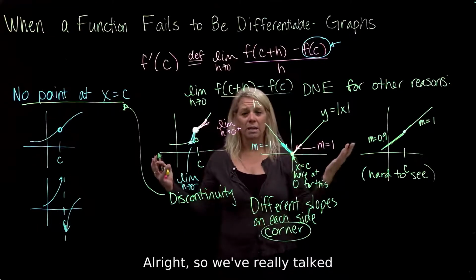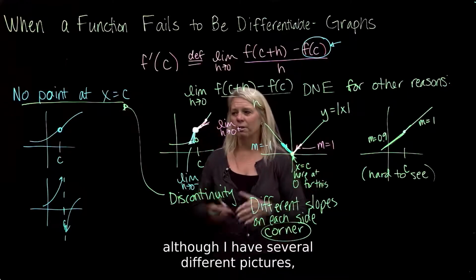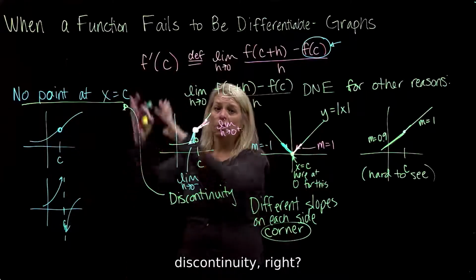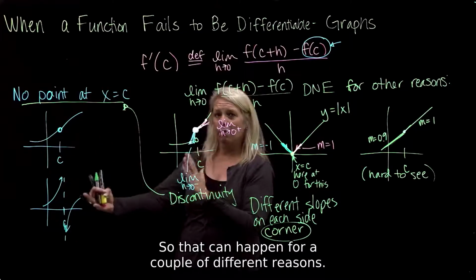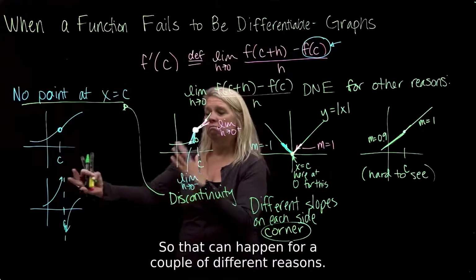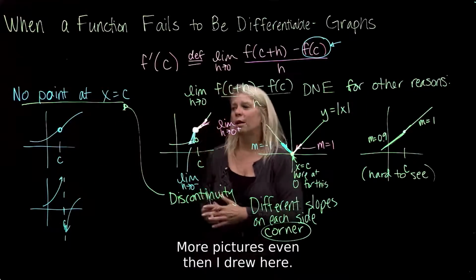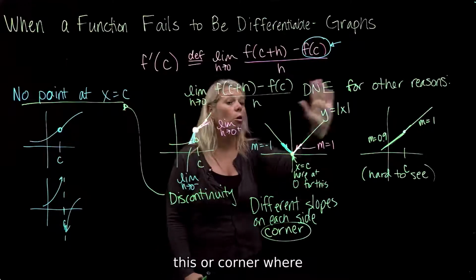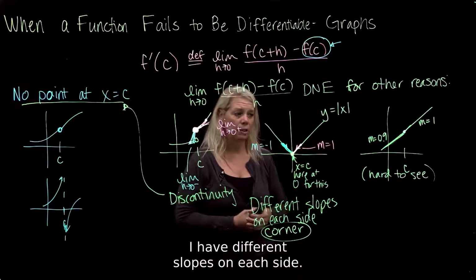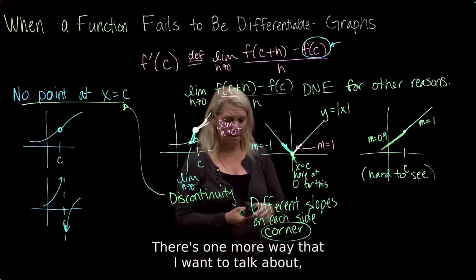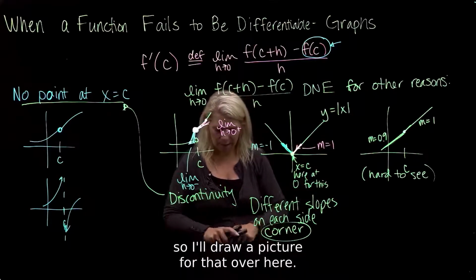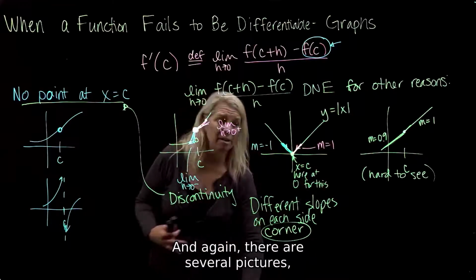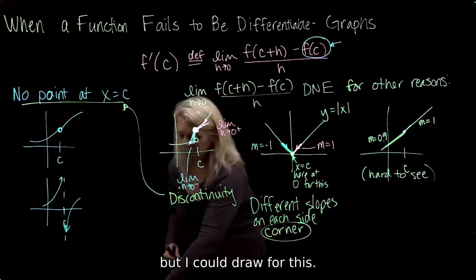All right, so we've really talked about a couple different ways here, although I have several different pictures. Discontinuity, right? That can happen for a couple different reasons. More pictures even than I drew here, but discontinuity kind of encompasses all of this, or a corner, where I have different slopes on each side. There's one more way that I want to talk about, so I'll draw a picture for that over here. And again, there are several pictures that I could draw for this.